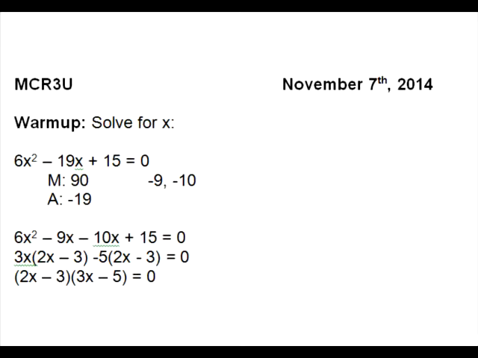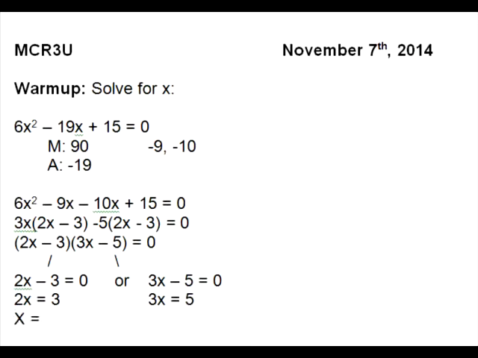Oh, wait, I think I heard Logan in the back say quadratic formula. Logan, never use quadratic formula when you can help it. So I'm going to do 2x minus 3 equals 0, or 3x minus 5 equals 0. Here we have 2x equals 3, 3x equals 5, x equals 3 over 2, and x equals 5 over 3. Okay? So hopefully that was not that painful of a warm-up.